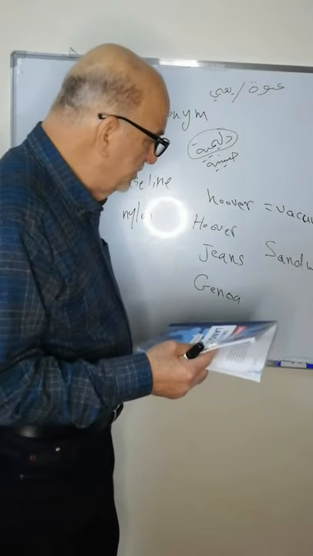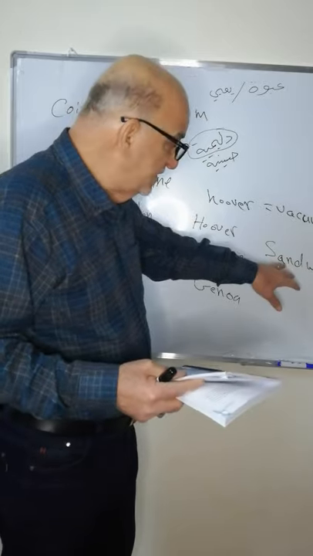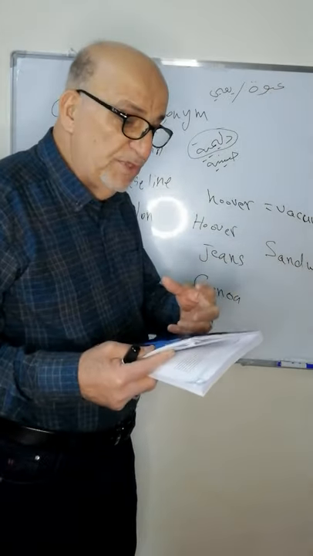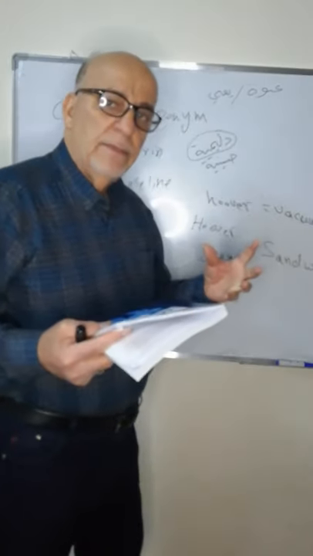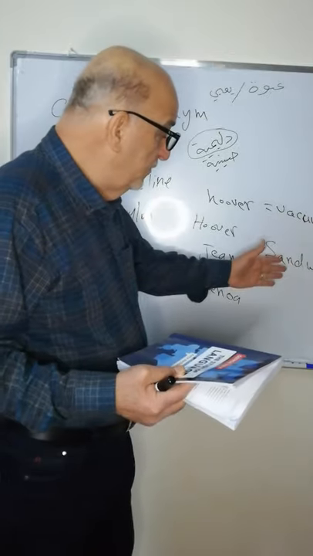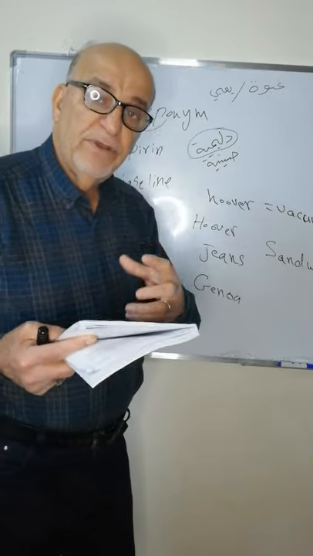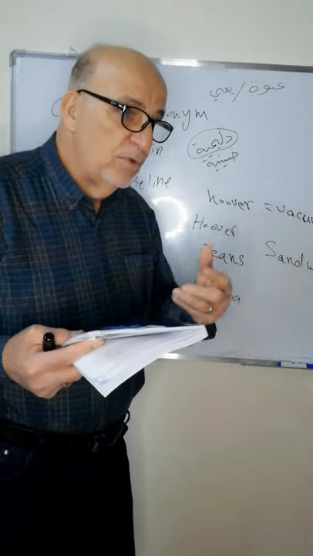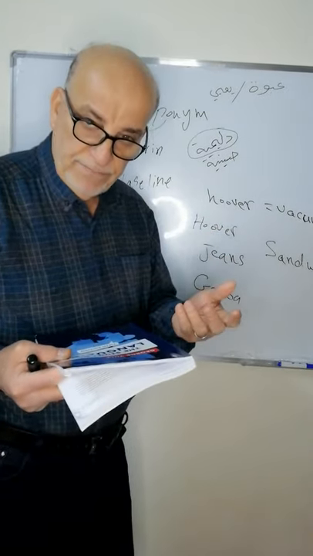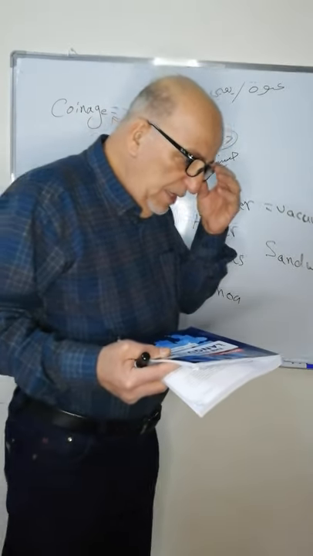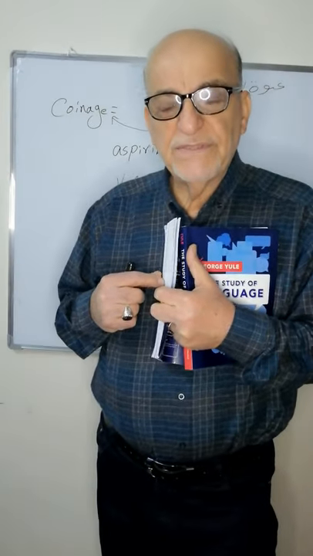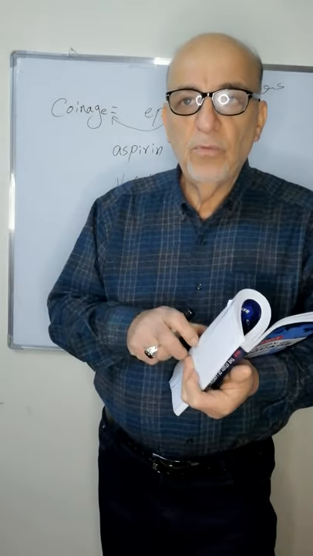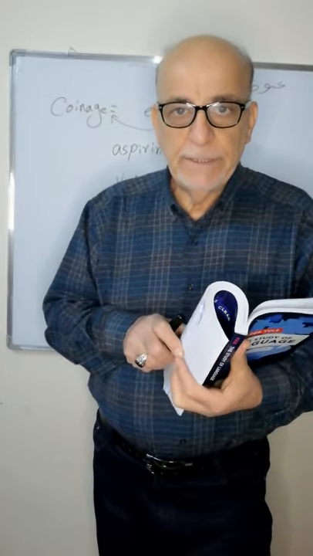Now the relationship between the word sandwich as a food and the word sandwich as the name of a city is that the ruler, or the earl, E-A-R-L, the Earl of Sandwich, was very fond of gambling. He was so fond of gambling, to the extent that he wanted to gamble even when he was eating.